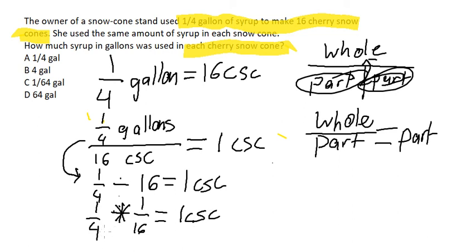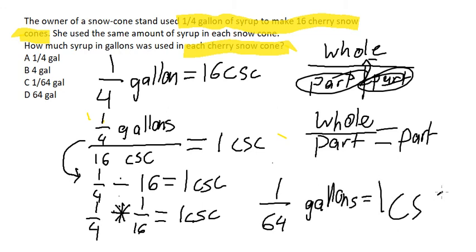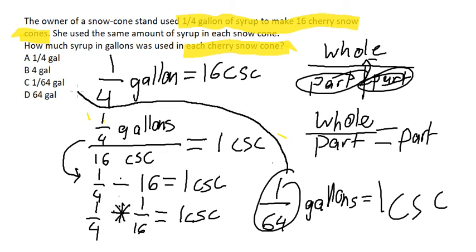And 4 times 16 is 64. So 1 over 64 gallons equals 1 cherry snow cone. So this is our answer. So let's look at the answer choices, and as you can see, the answer choice would be C. So C would be our correct answer.